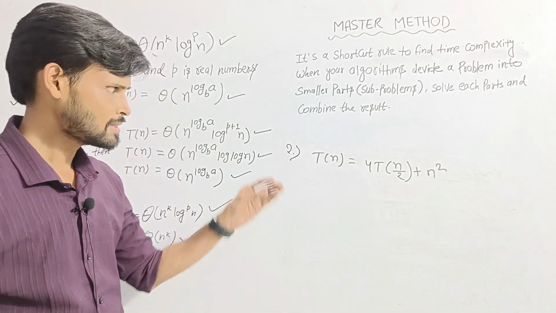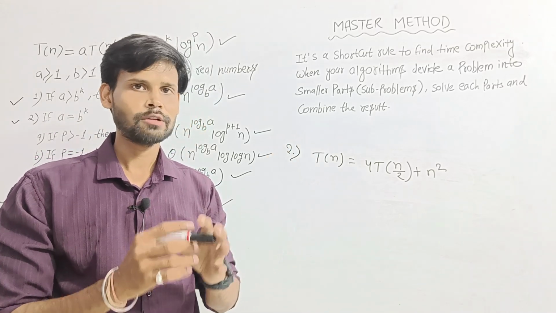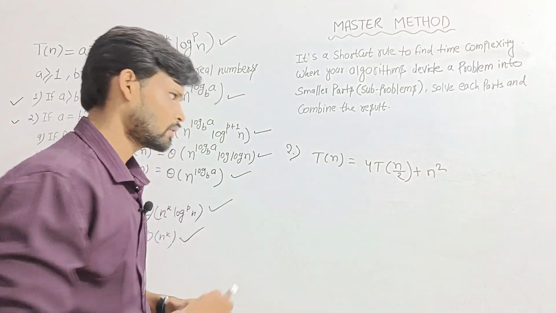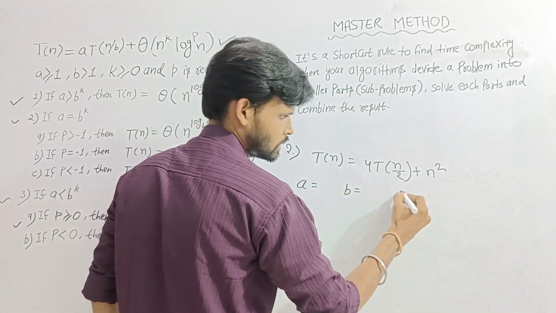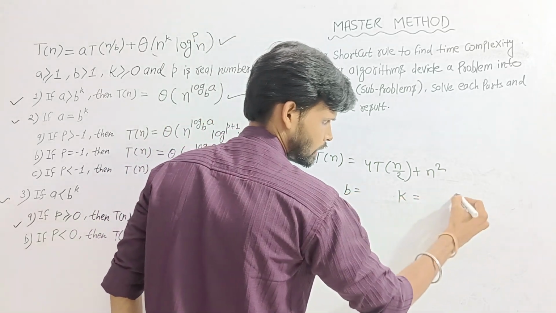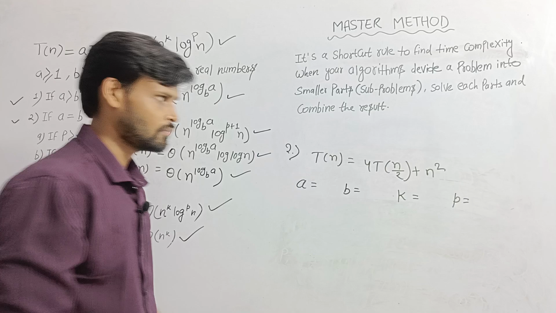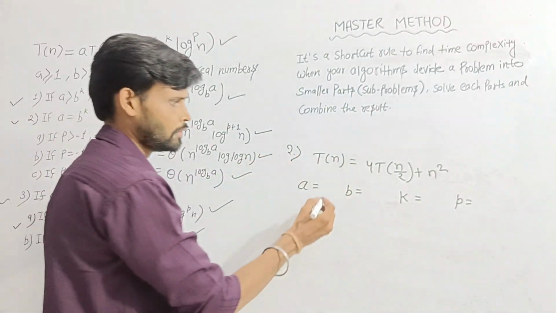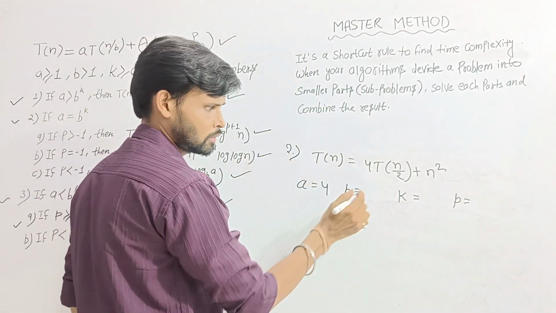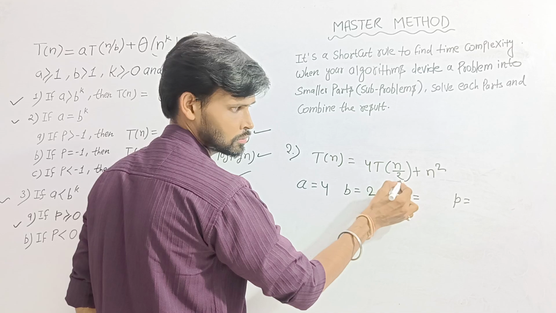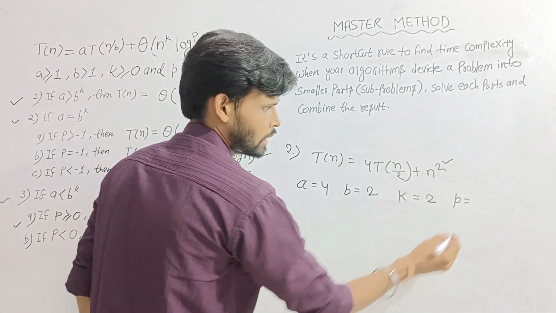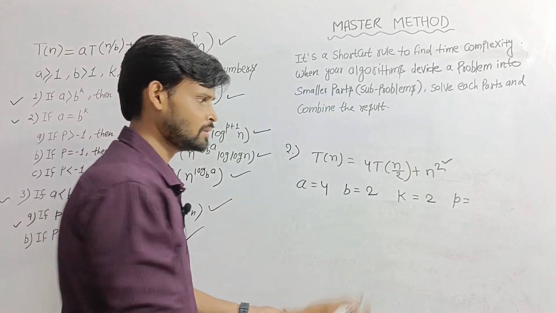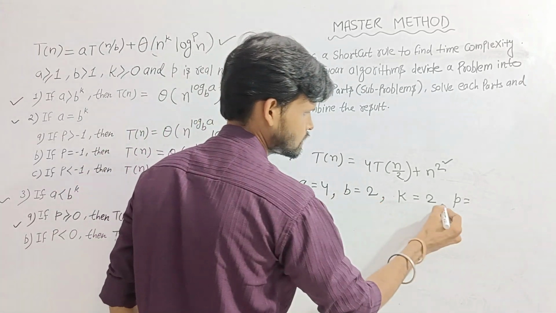So first thing is that we just have to find out some parameter values. Which parameters? a, b, k and p. In this case, what is the value of a? That is 4. What is the value of b? That is 2. What is the value of k? That is 2. And what is the value of p? p is nothing, so the value of p is 0.